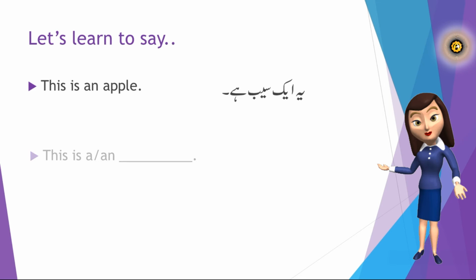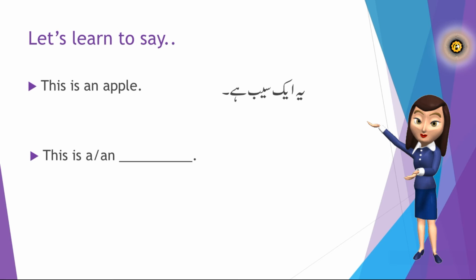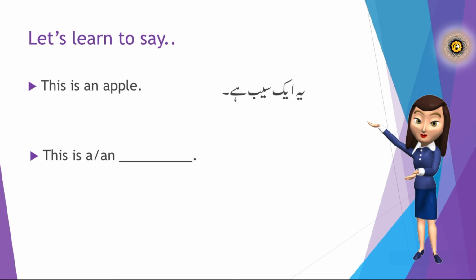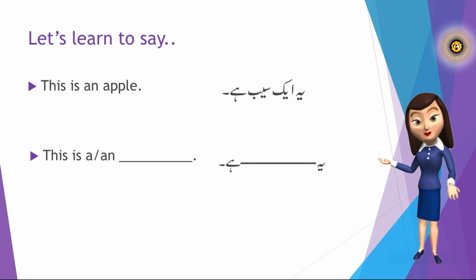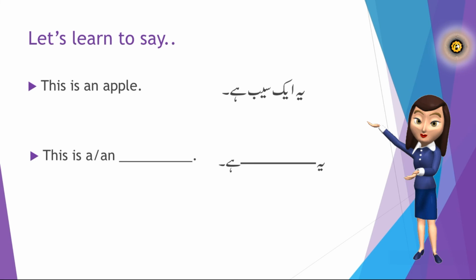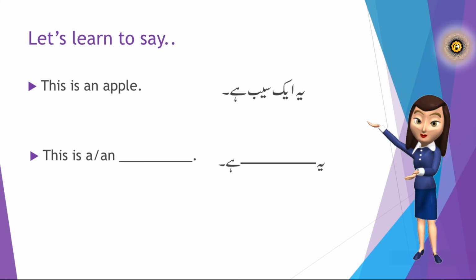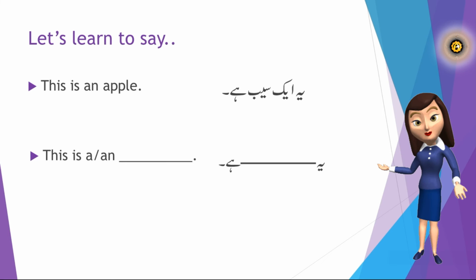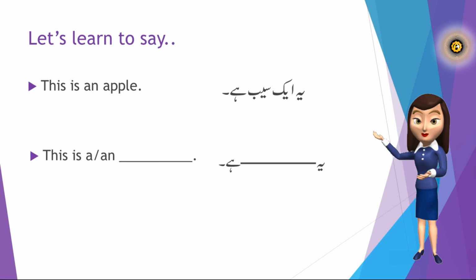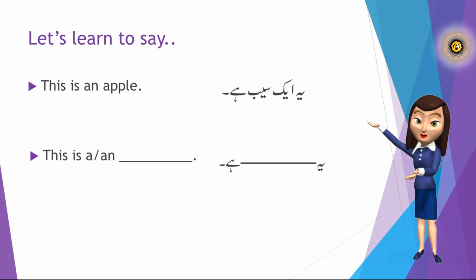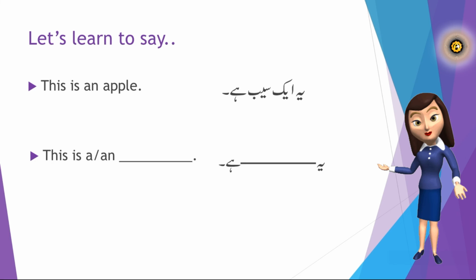In the same way we can say anything, any fruit's name. We can say this is a mango and it could be ye aam hai, or we can say this is a banana, and in Urdu ye kela hai aur ye ek kela hai. Or for anything you can say it like this. Whatever you are pointing at, you are going to say this is a or this is an dash, and in the dash you are going to say the name of that thing.